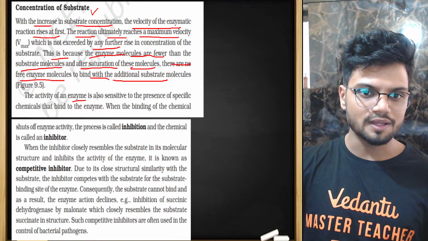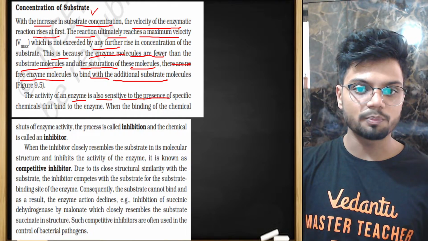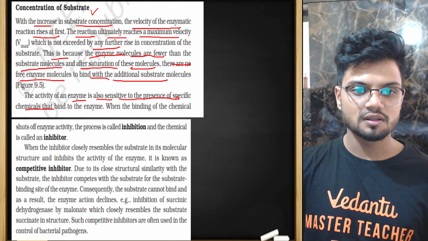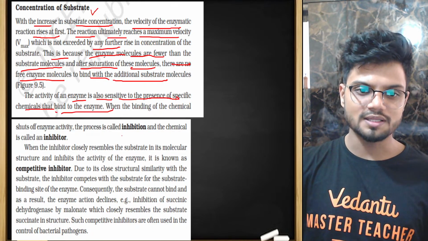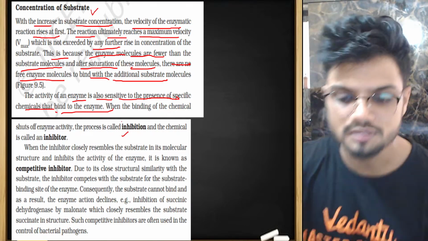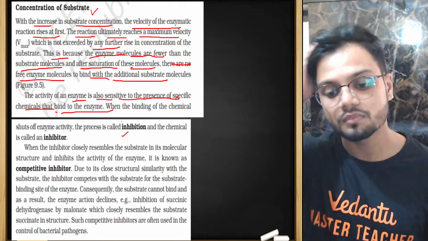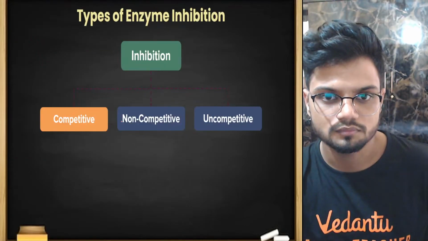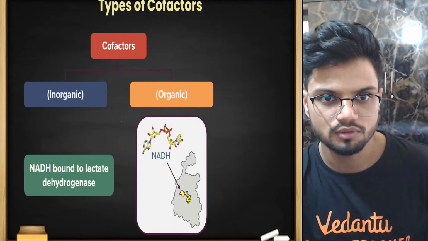The activity of an enzyme is also sensitive to the presence of specific chemicals that bind to the enzymes, called inhibitors. Inhibitor is a very beautiful concept. Again, we will learn it today only. Okay. Then we have something called types of cofactors, and the chapter is over after that, I feel.